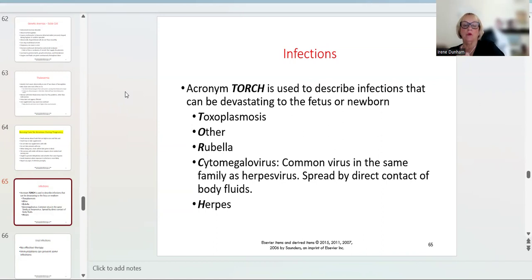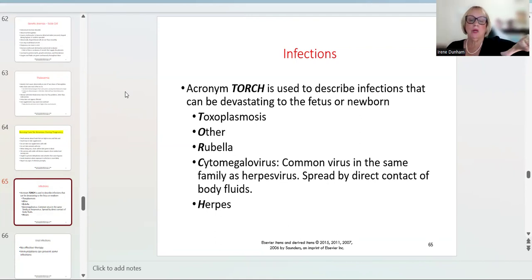Then under O is any other infection. And the big one I want to talk about is rubella. Rubella is not good. Remember I said in the beginning, we want to know if she's immune to rubella. If she's not immune to rubella, you cannot give her the rubella injection during pregnancy. Never, never, never. You never give a live vaccine to a pregnant woman.